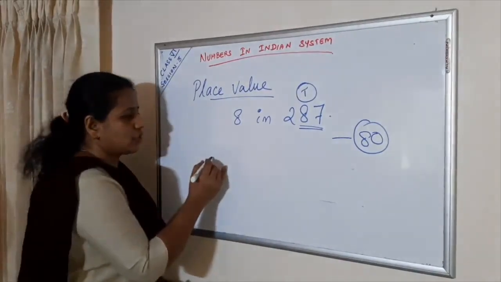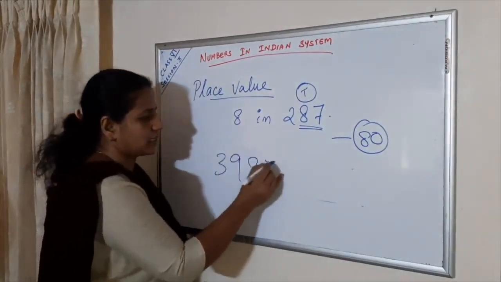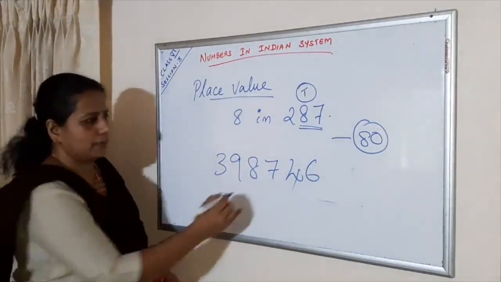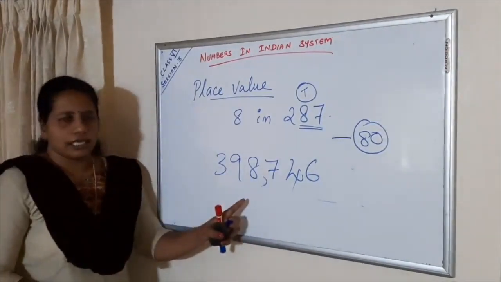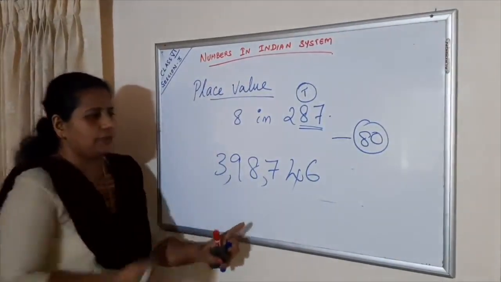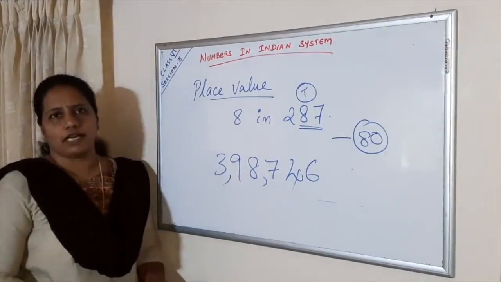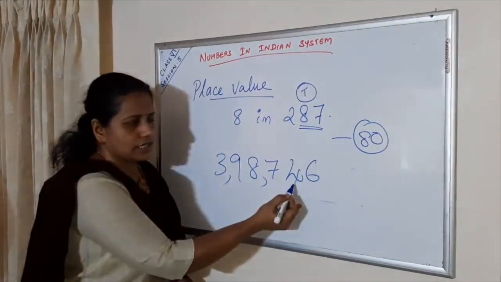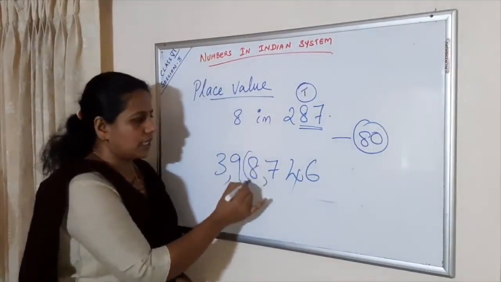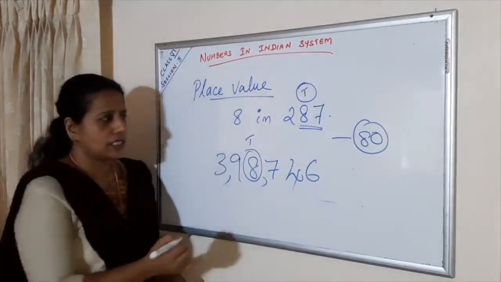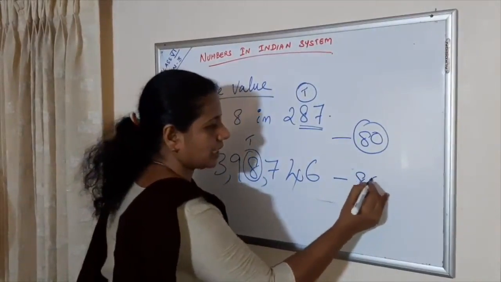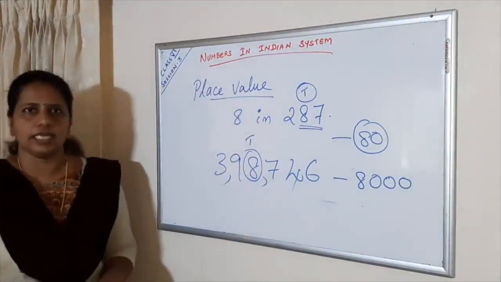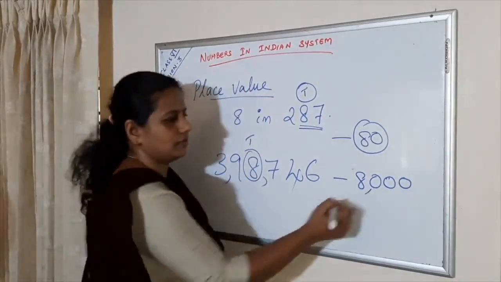Then take 2, 3, 9, 8, 7, 4, 6. This is another example. Tell me what is the place value of 8 in this one. It is ones, tens, hundreds, thousands. It is in the thousands place, so you can write the place value of 8 as 8,000. Clear? Good.